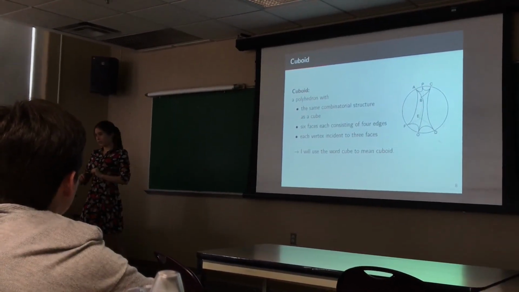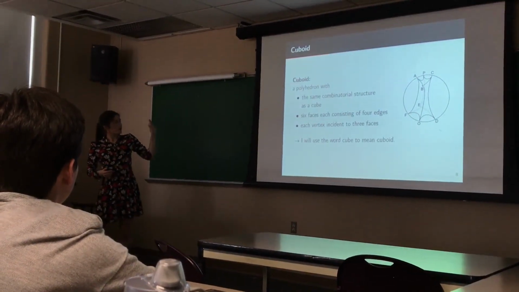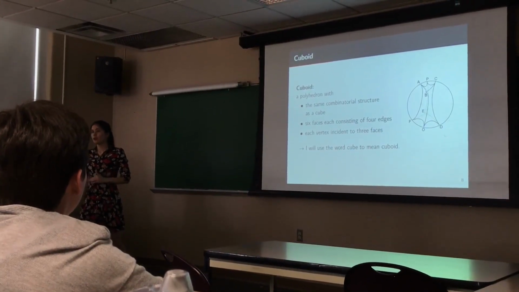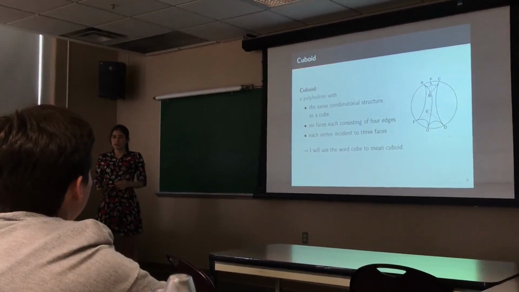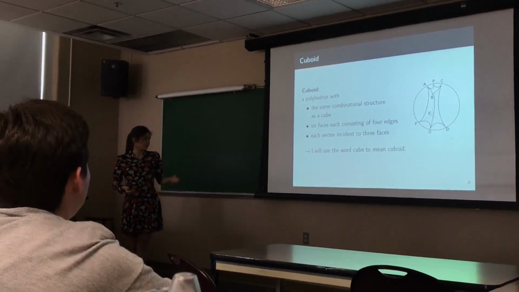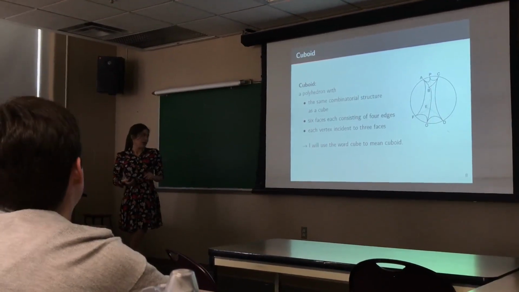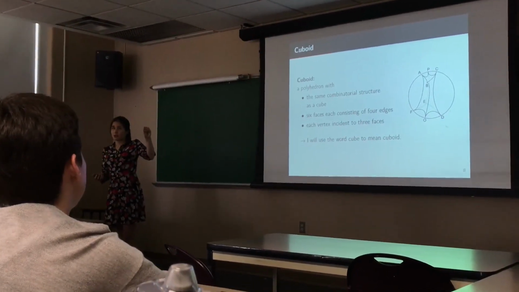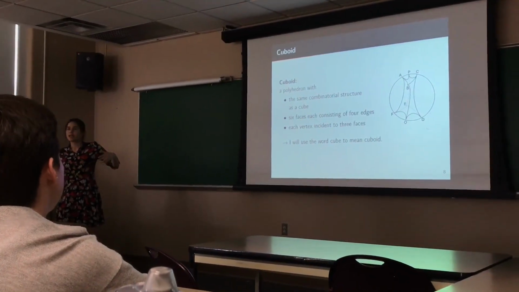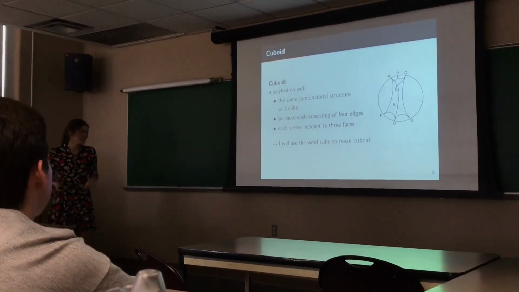Before I go any further, I'd like to clarify that I'll be using the word cube to mean cuboid. And a cuboid is a polyhedron with the same combinatorial structure as a cube. That is, it has 6 faces, each consisting of 4 edges, and each vertex is incident to 3 faces. Okay, so I'll say cube, but I mean cuboid. It's like a generalization of a cube.